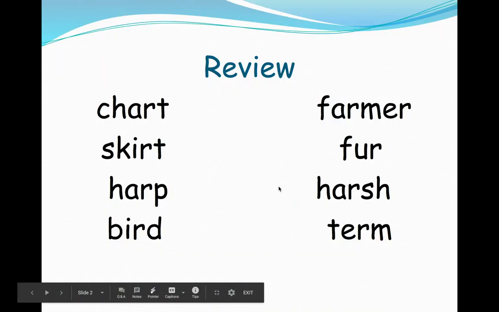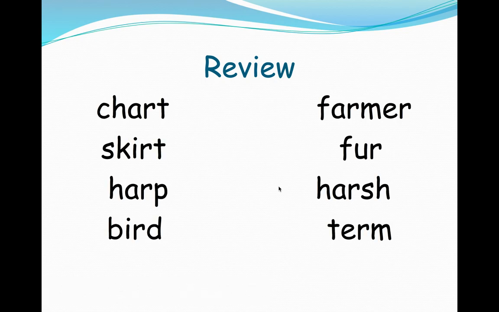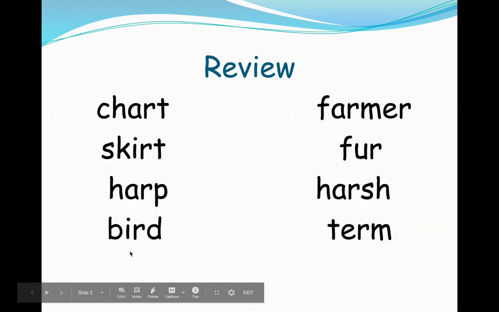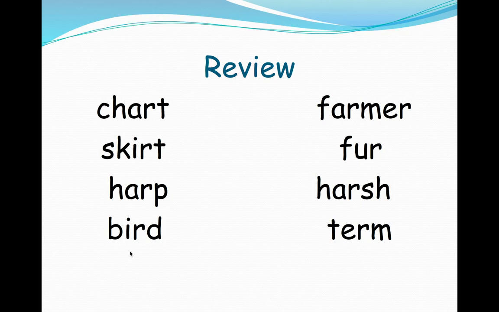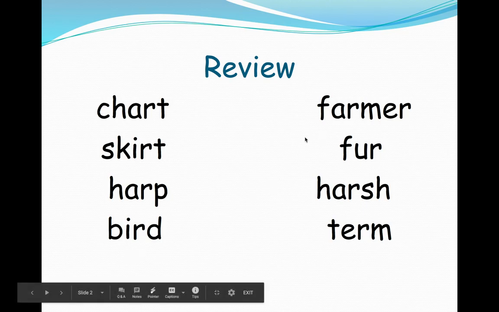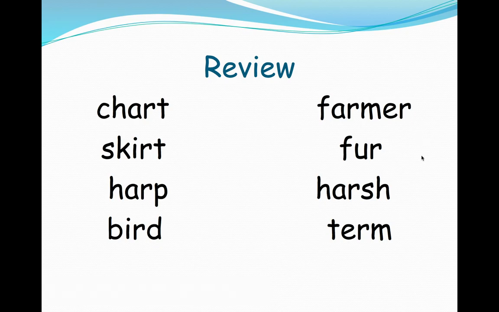All right, now, friends, we're going to review some words. Last week, we ended talking about AR spelling patterns. So I'm going to read the word and you can read it after me. Chart. Skirt. Harp. Bird. Tap out the sounds in the word if you can't read it right away. Armor, farmer, fur, harsh, term.